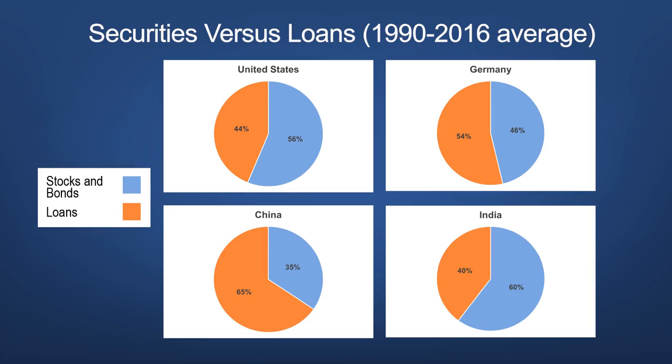What are the key takeaways? First, in all of these economies, both securities and loan markets are important. This means that banks are highly relevant, which is probably not surprising to you. Second, there are a lot of differences around the world. In the United States, finance is less dependent on banks, whereas in China, the reverse is true.